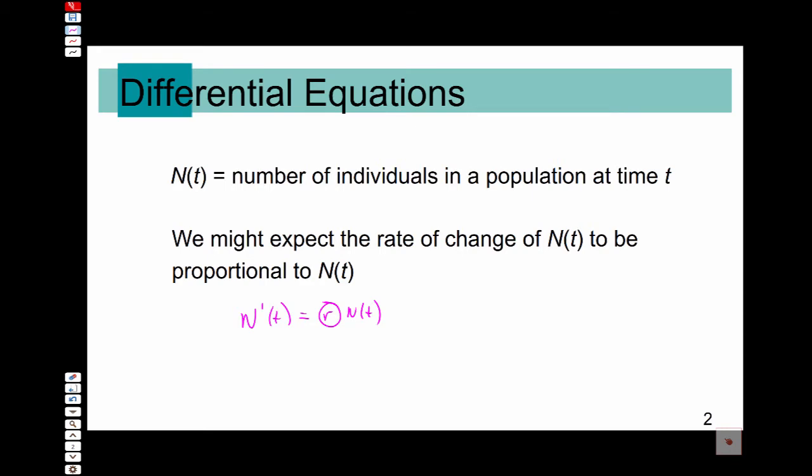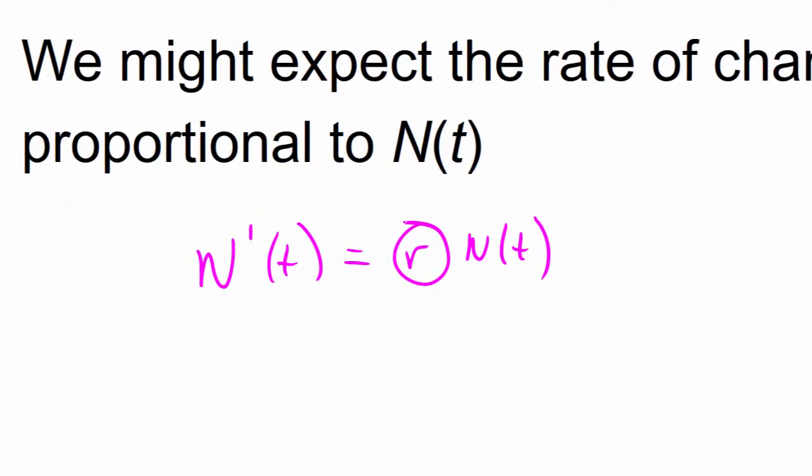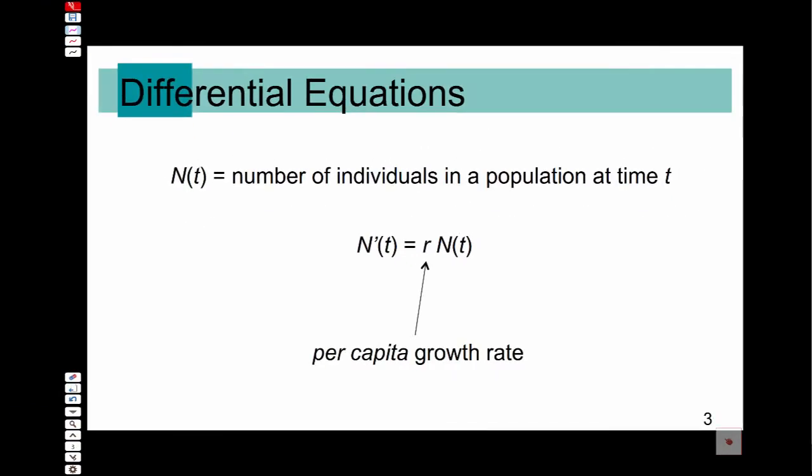Why is this a reasonable expectation? Well, you can imagine, on average, each individual in the population is reproducing at some rate. And so if we doubled the population size, for example, then the total rate of change of the population ought to double as well. In other words, if each individual is reproducing at some per capita rate r, then the rate of change of the total population size ought to be equal to r times the number of individuals in the population. So this constant of proportionality r in this model is usually referred to as the per capita growth rate. The per individual growth rate is another way to think of that.